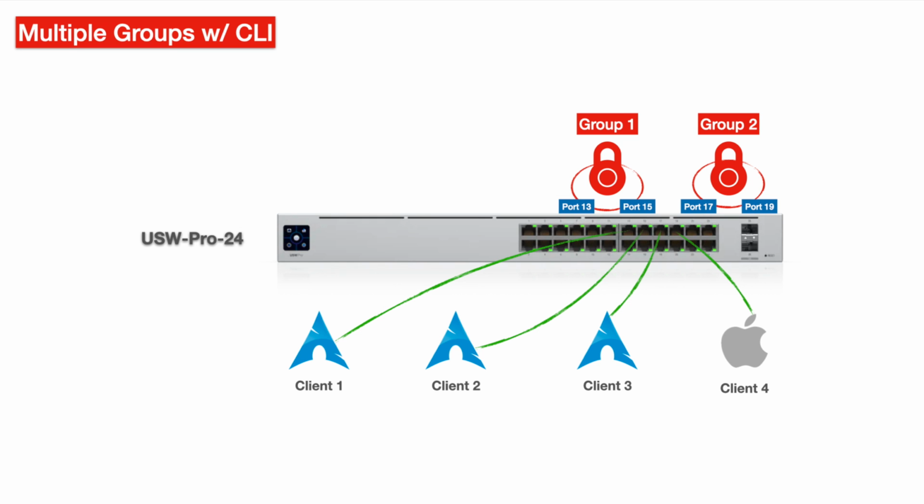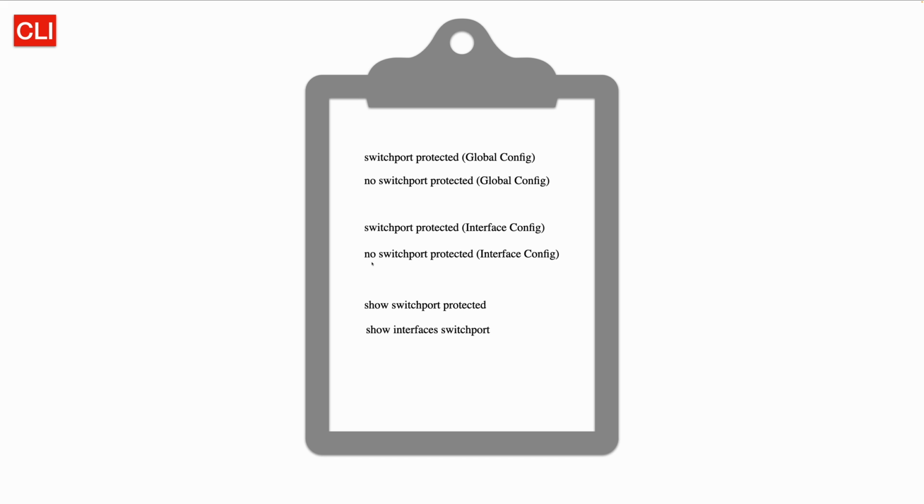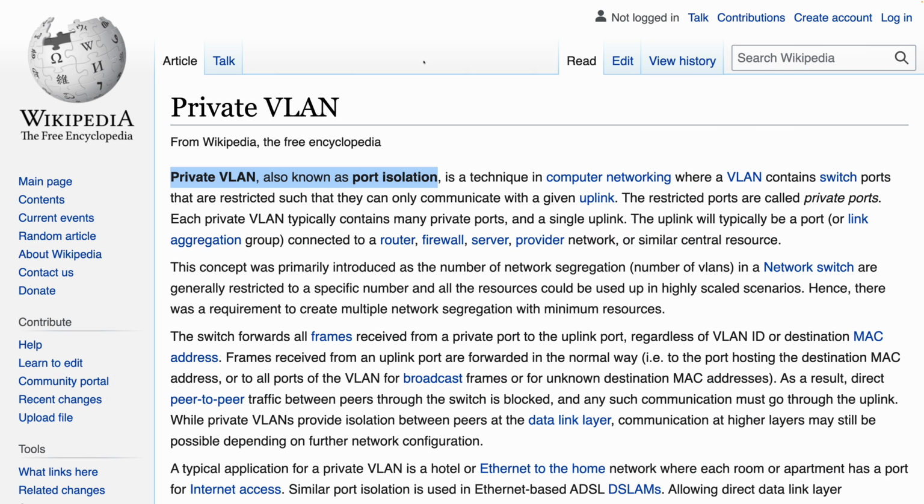In the end, whether port isolation can be configured in the backend using CLI, whether we have more features by using CLI. If you search port isolation on Wikipedia, you will find this article for private VLAN. It says private VLAN, also known as port isolation. But for UniFi switches, port isolation is not private VLAN or PVLAN. It's just a protect mode. Basically, the system will put multiple ports into one group and prevent them from communicating with each other.